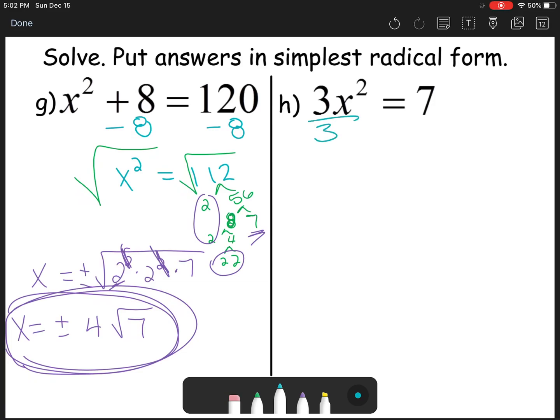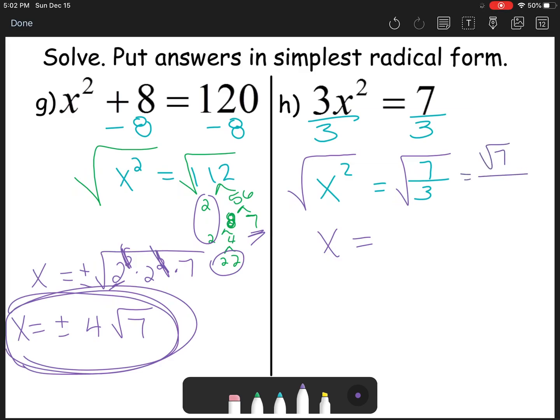Last but not least, letter H, we could divide by 3 on both sides. Well, we can't take 7 divided by 3 because we wouldn't get a nice number. So we get x equals, well, the square root of 7 divided by the square root of 3. We can't simplify either of those, but we do need to rationalize our denominator.